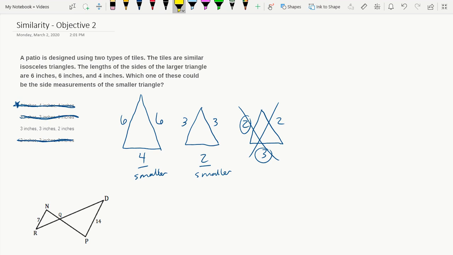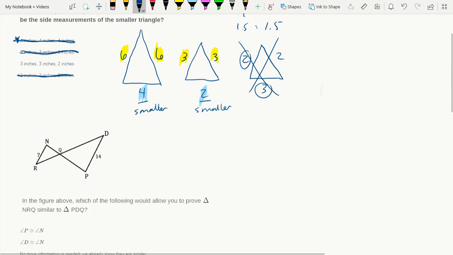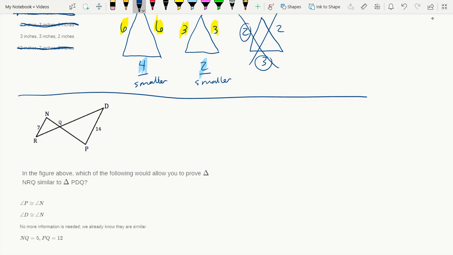Now we could also see, by the way, that my 6s and my 3s correspond, and my 4 and my 2 correspond. So we know that 6 over 4 equals 3 over 2. That checks out. That's 1.5. So we also see that they're proportional based on the fractions. We honestly didn't even need fractions for this one. All right. Next one down.